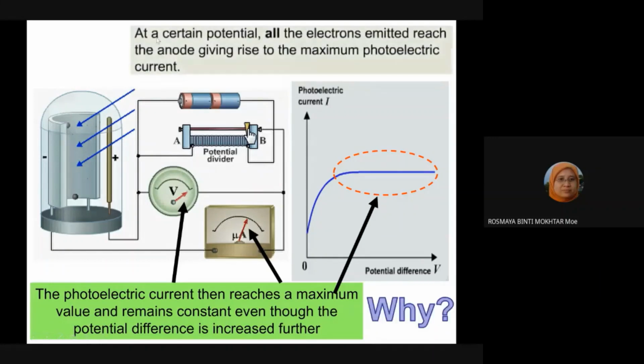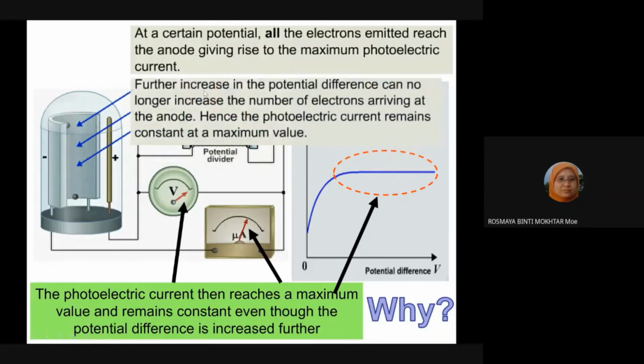The reason is that at a certain potential, all electrons are emitted. So all the electrons emitted from the surface of the metal have already arrived at the anode, giving rise to the maximum photoelectric current. Further increase in the potential difference can no longer increase the number of electrons arriving at the anode, because all the electrons have been emitted from the surface of the metal already. Hence the photoelectric current remains constant at the maximum value. Okay, any problem with this part?